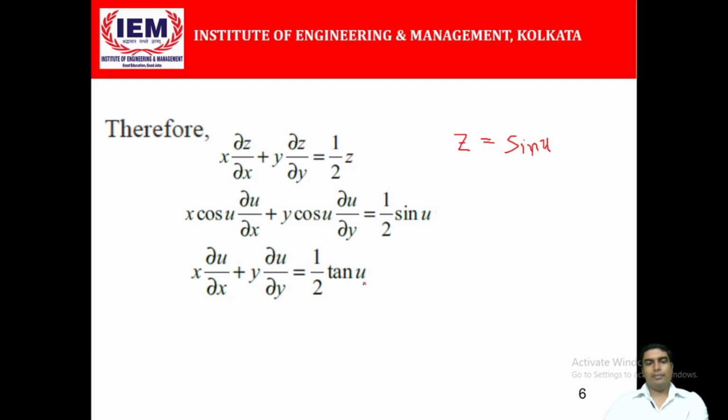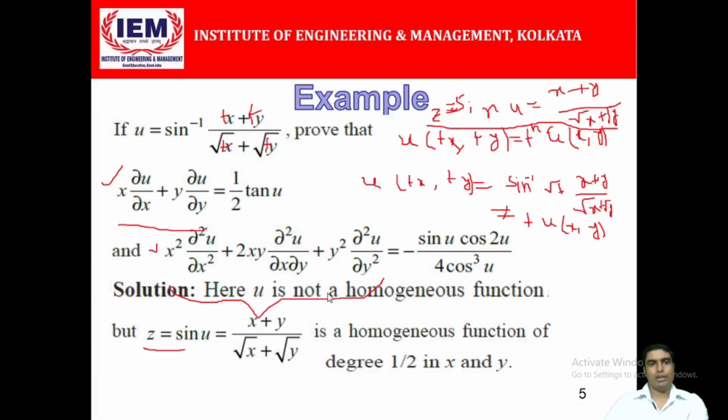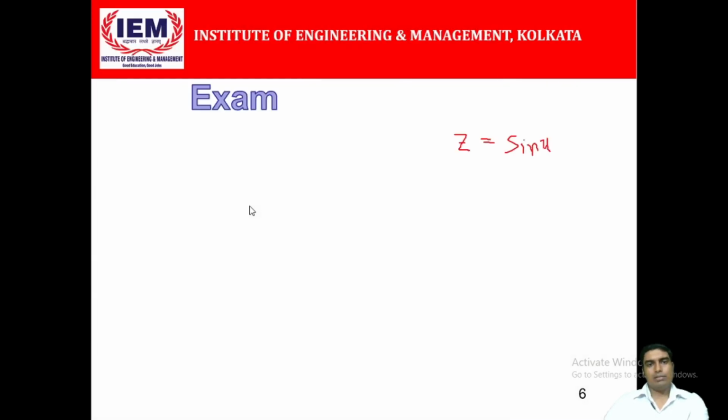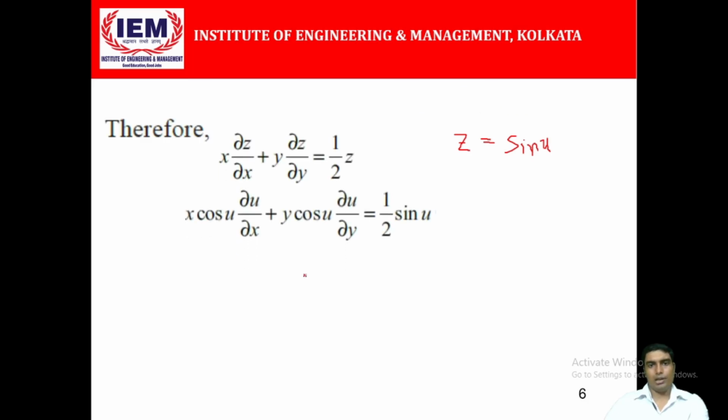So this basically proves our first result, right? The first thing we had to prove is that x del u del x plus y del u del y equals half tan u. So you can see within just a few steps I proved this equality. It's not very complicated. So this is one application of the Euler theorem of the first order.